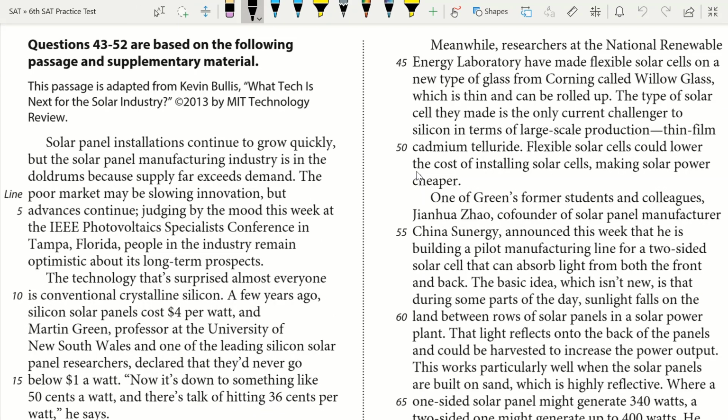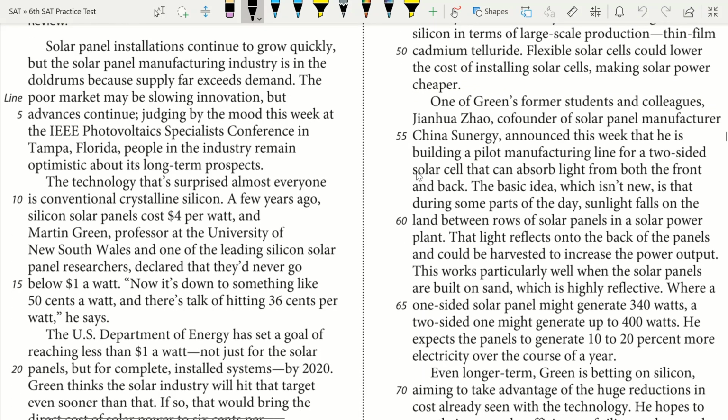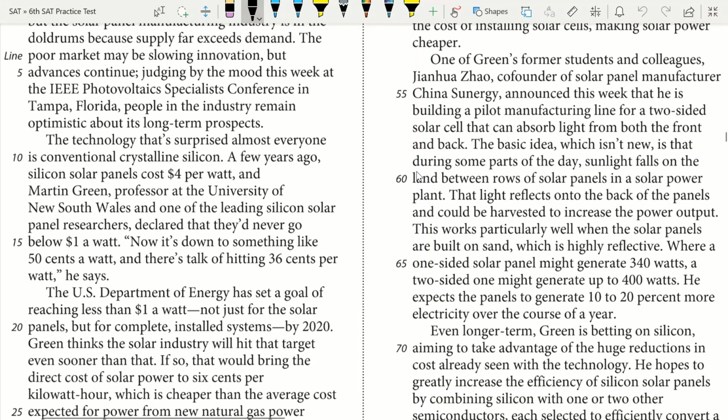All right, let's get going through passage 5 here. So questions 43 through 52 are based on the following. The passage is adapted from Kevin Bullis, What Tech Is Next for the Solar Industry, copyright 2013 by MIT Technology Review. Solar panel installations continue to grow quickly, but the solar panel manufacturing industry is in the doldrums because supply far exceeds demand. The poor market may be slowing innovation, but advances continue.